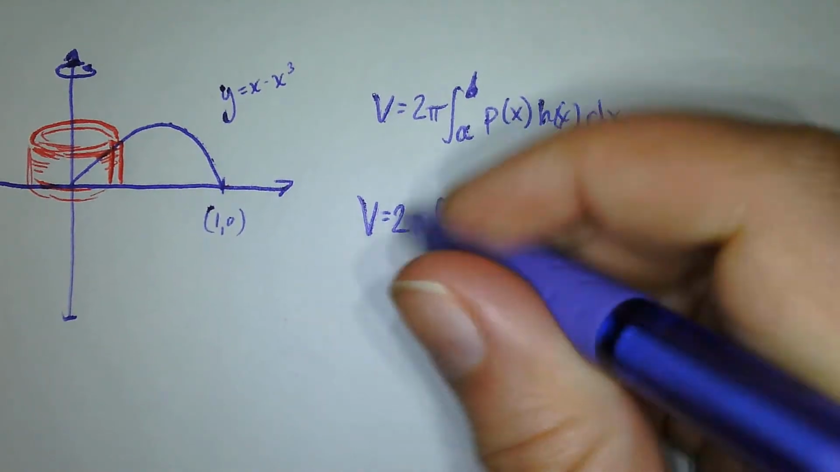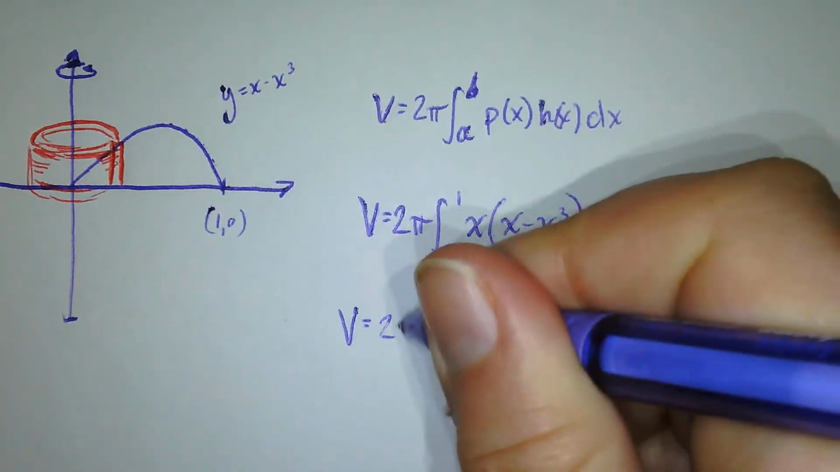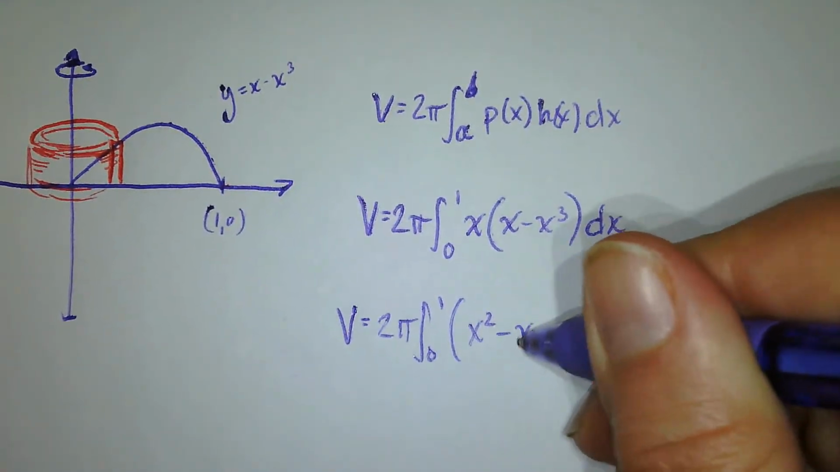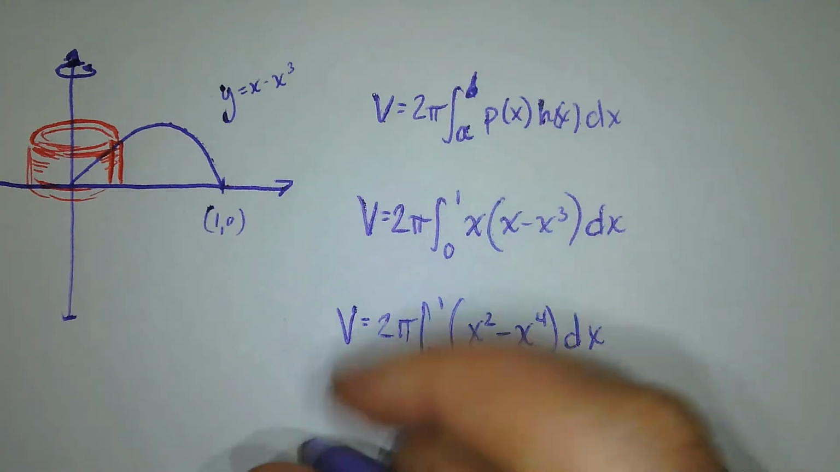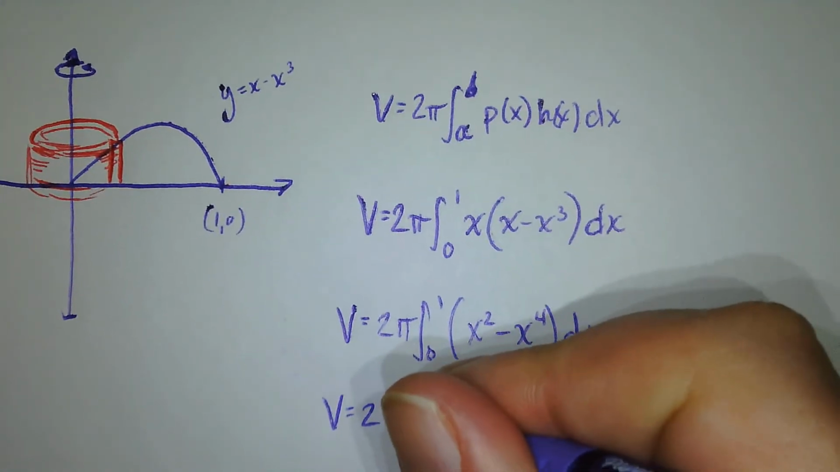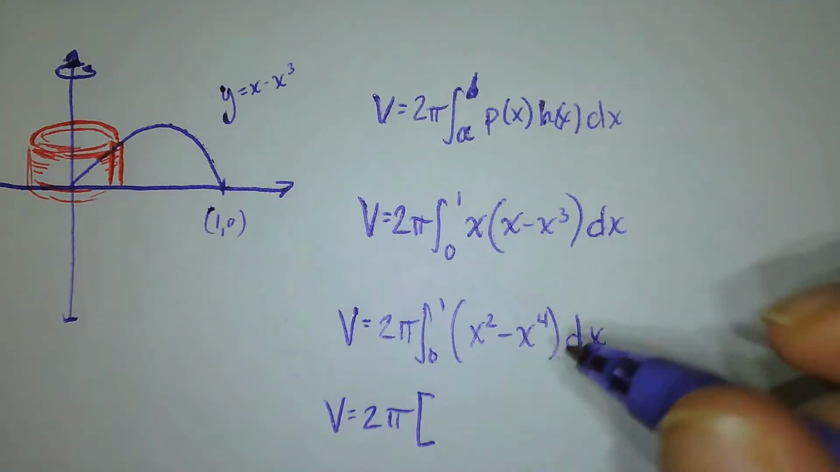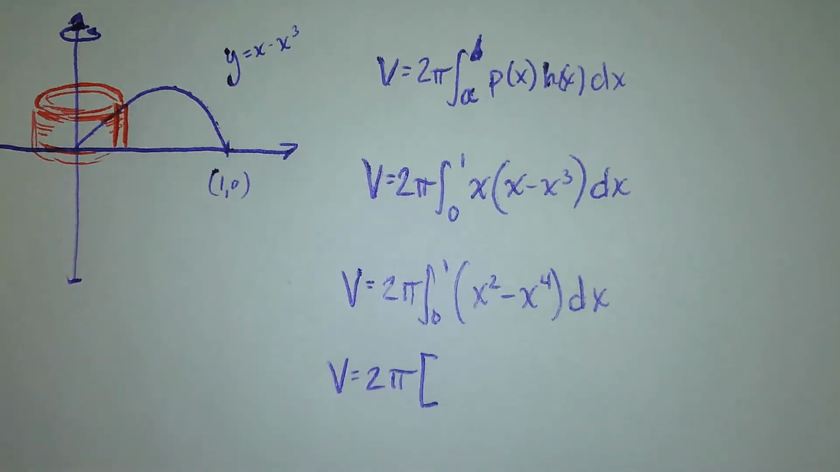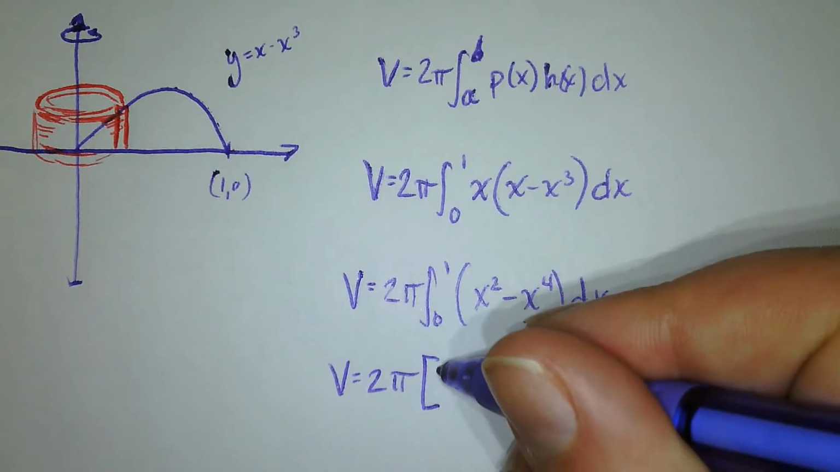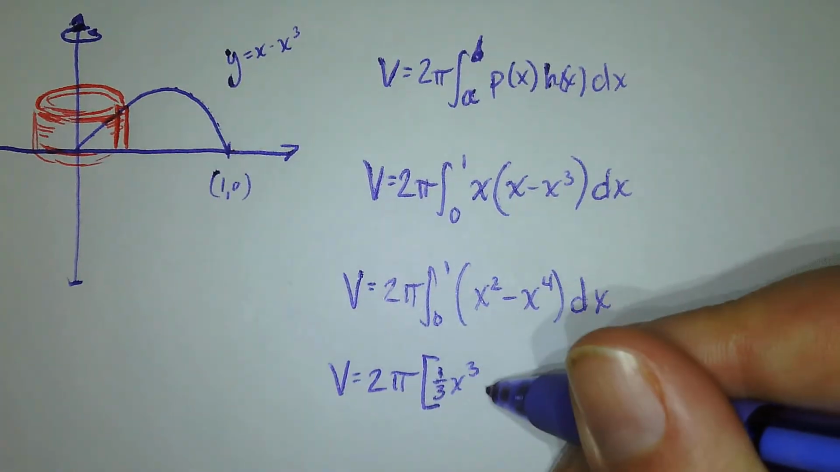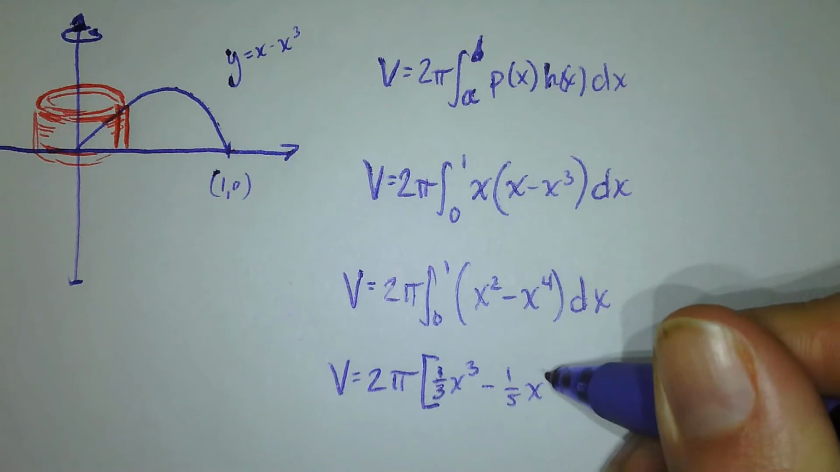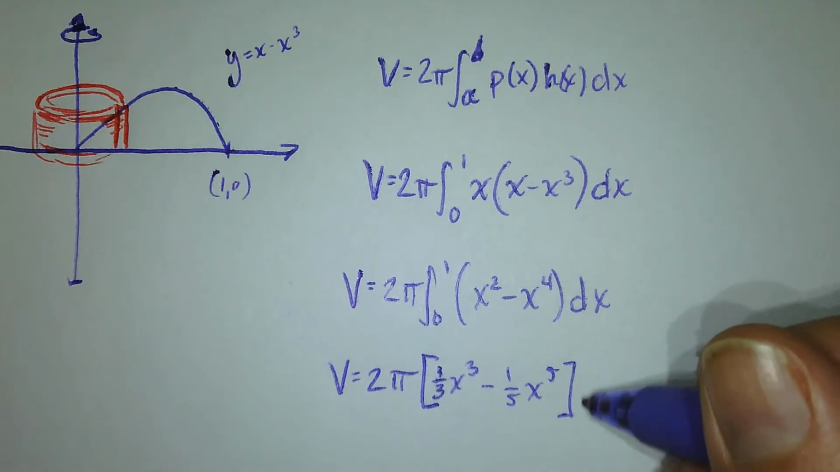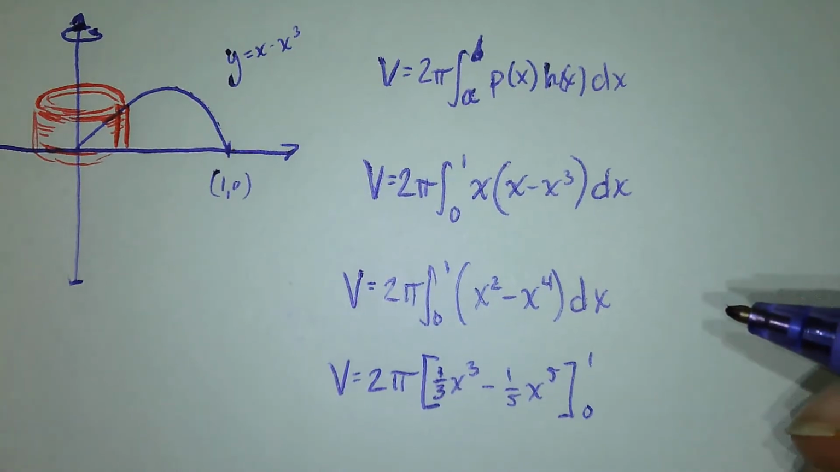So V equals 2 pi from 0 to 1 of x squared minus x to the 4th dx. Let's integrate this. If we increase that power, this will be 1/3 x cubed minus 1/5 x to the 5th, from 0 to 1. And let's do the math here.